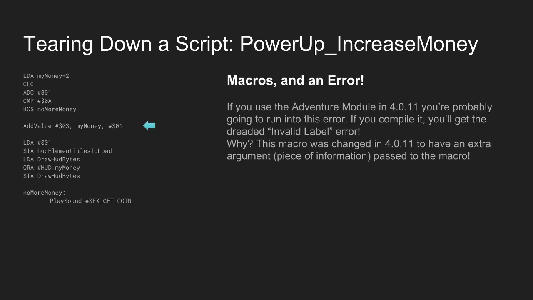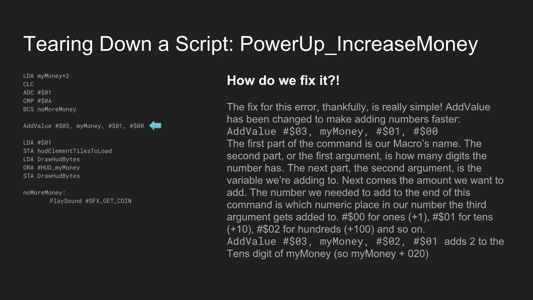Next, we run the AddValue macro. But there's an error if you were jumping from 4.0.6 to 4.0.11. To keep from breaking things, it wasn't changed manually, so that if you wanted to use the newer scripts and the changes that were brought with them, you modified this line, and that fixes the problem.